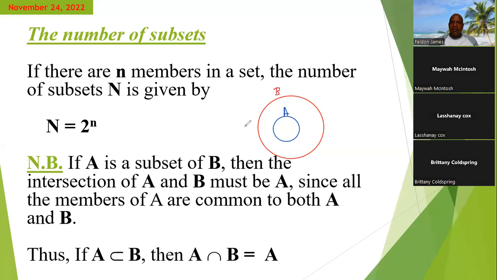Now, if A is a subset of B, it means that every element of A is in B, because the entire circle A is in B. So every member that are in A are also in B. So in terms of the intersection of A and B, we will be considering all those members that are both in A and B. Now, since the set A is in B, then whatever member is in A is also in B. So we can say A intersect B, meaning the member that are in A as well as B, would be the set A.